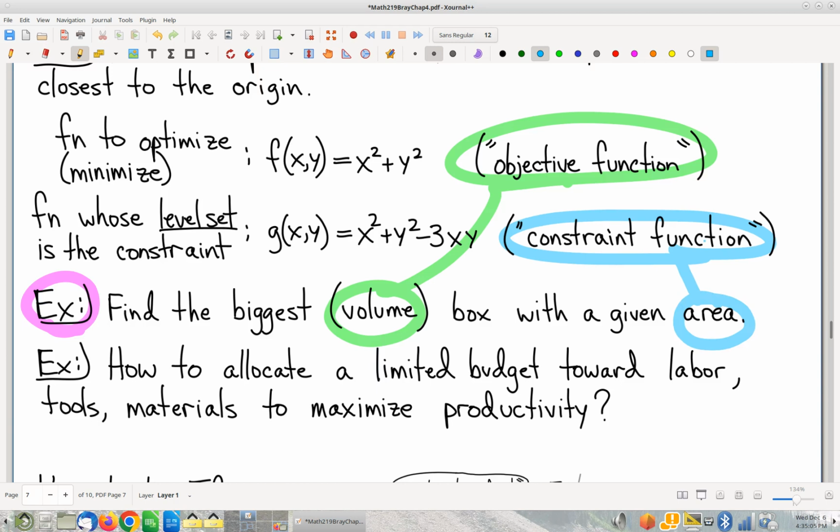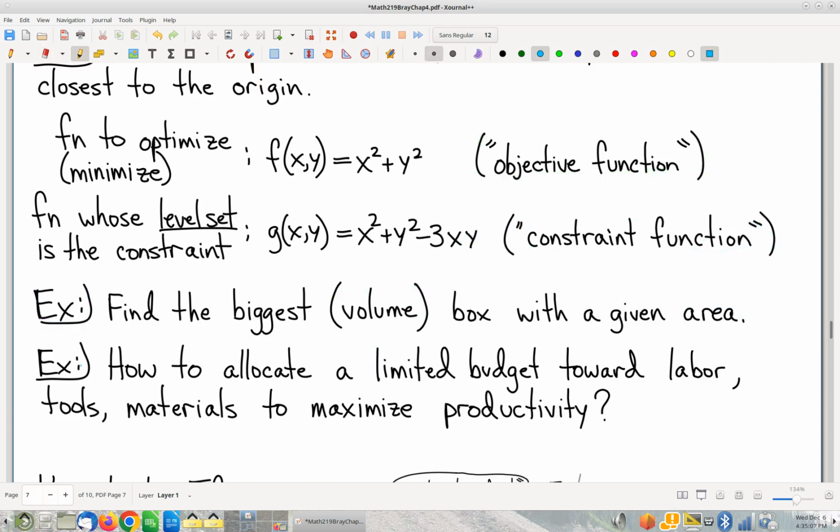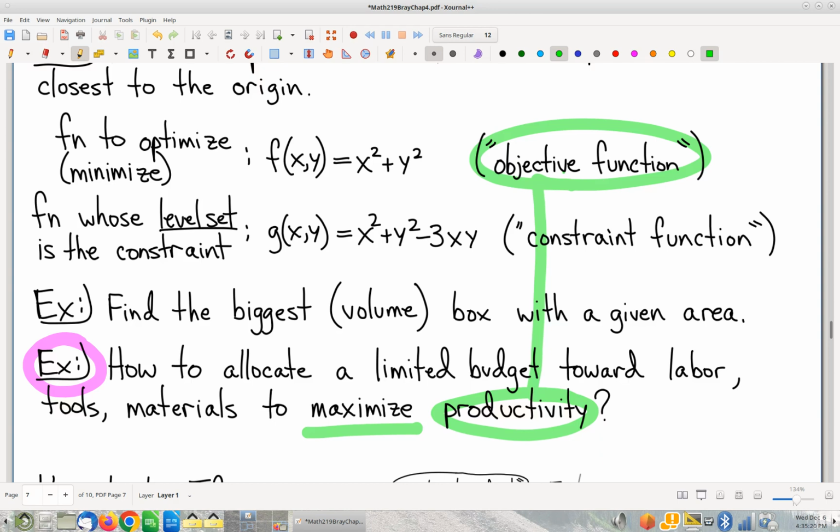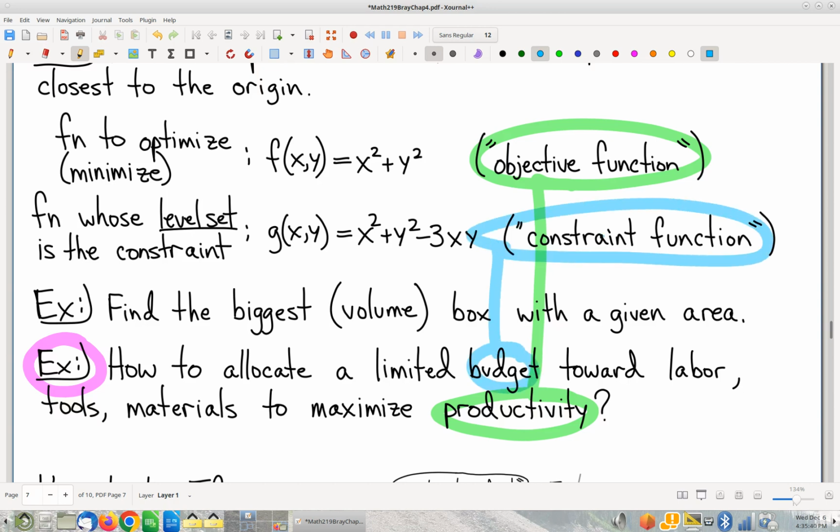Okay, and then looking at this economics example here, if we have a small business of some sort, and I want to maximize productivity, that's going to be our objective function. That's what I want to make as big as possible. But I want to do so with the understanding that I only have so much of a budget. I only have a finite amount of money with which I can hire people, buy tools, buy materials, etc. So I have a budget. Whatever that budget is, that's my constraint function.